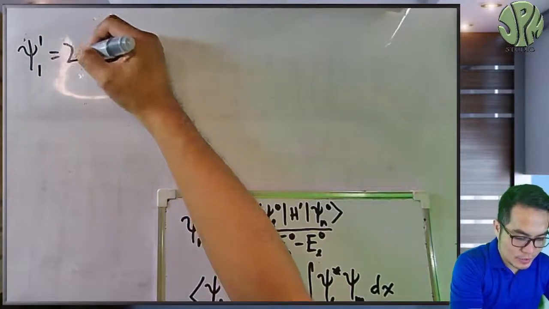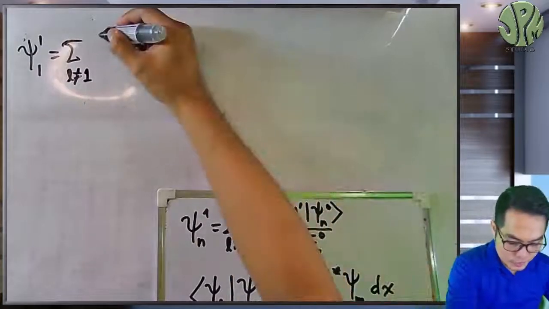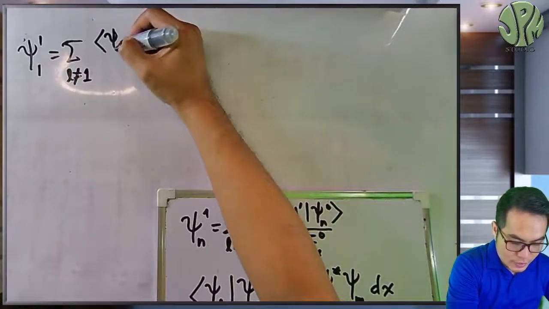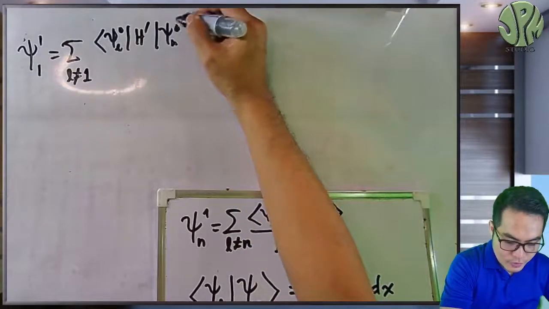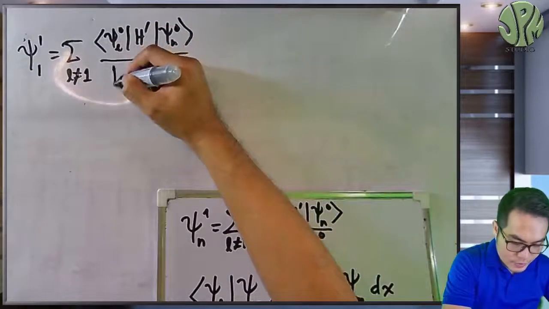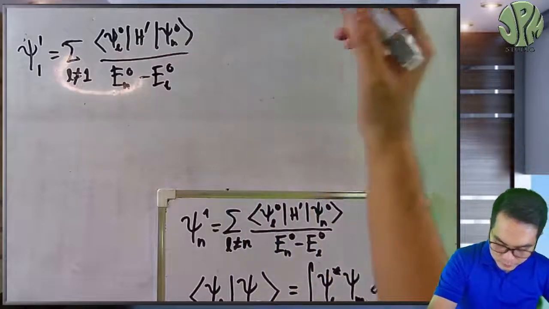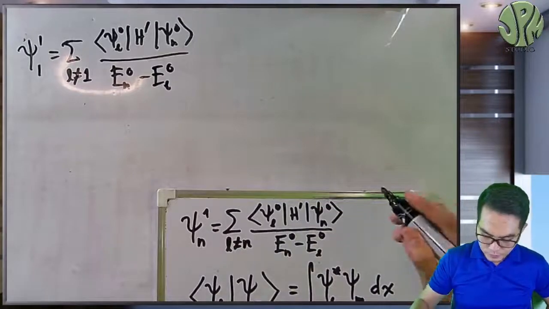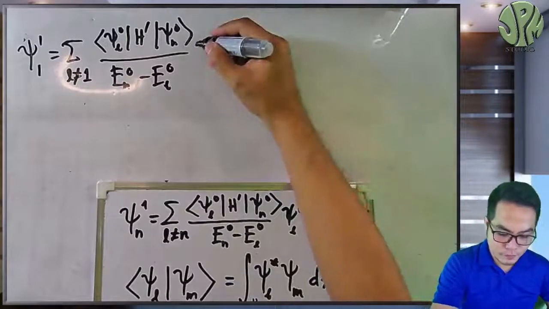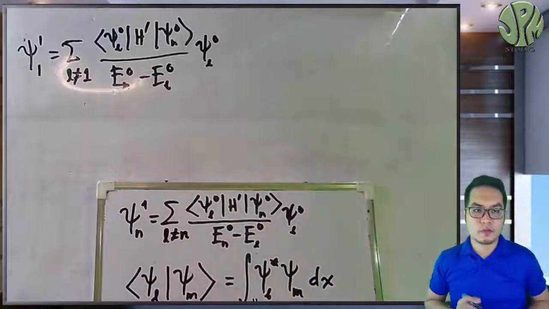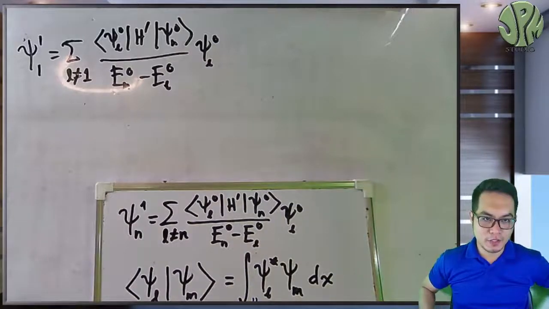And this is the summation over L not equal to n, so n is equal to 1. Then you will have psi L0 H prime psi N0 over En0 minus El0. Sorry, there should be a psi L0 here. So it's a linear combination of the unperturbed states.